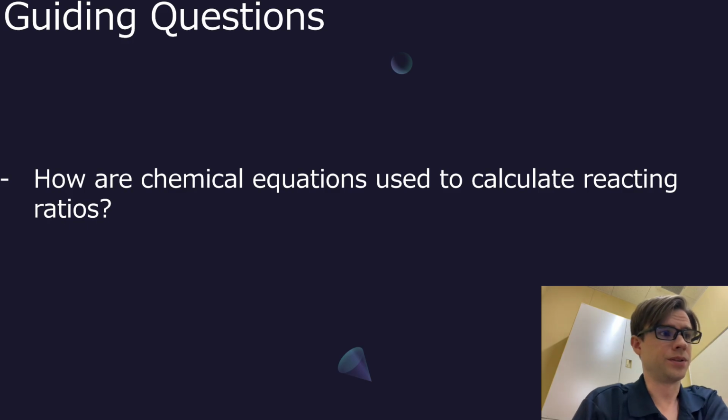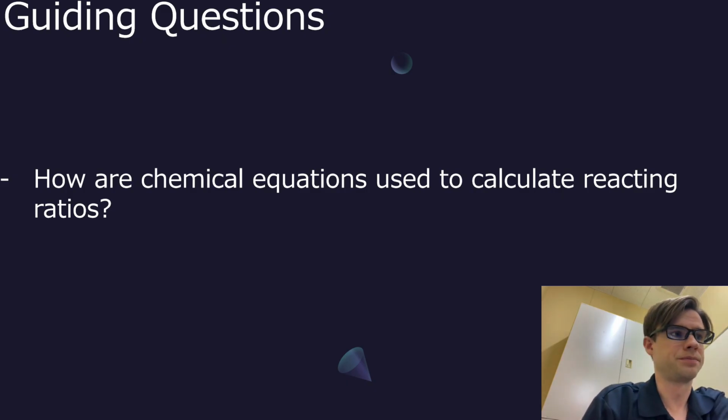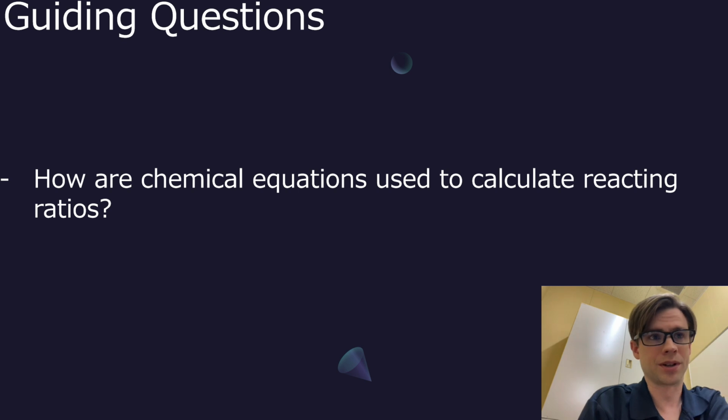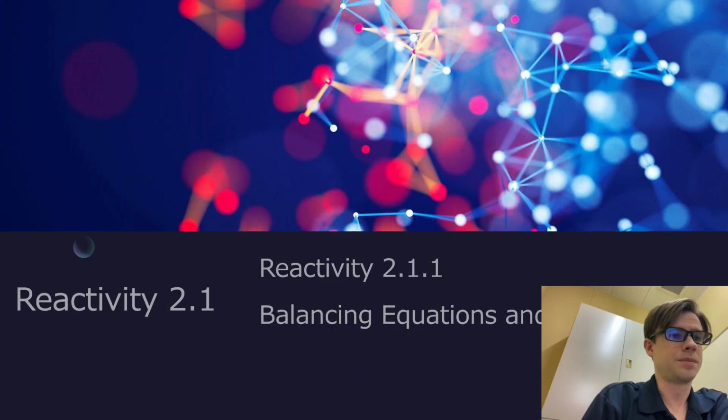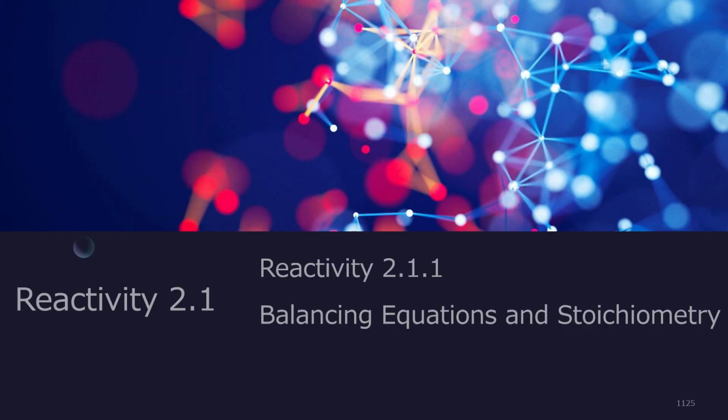So hopefully you know what chemical equations are if you've got this far in the class, but you never know. Your own teacher might start teaching this right at the beginning. So I'm going to go through basically everything we would need to go through as if we were going from the beginning as well. So 2.1.1, balancing equations and stoichiometry.